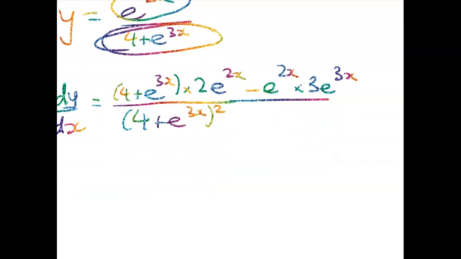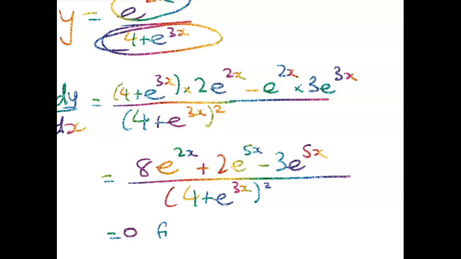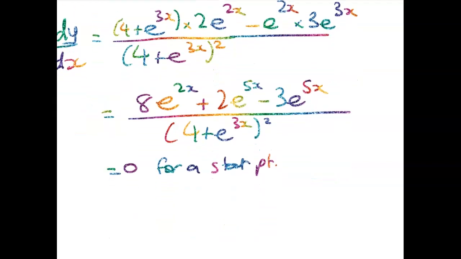Okay, now let's just expand and see what we get. Don't expand the denominator. What have I got? 8e to the 2x plus 2e to the 5x minus 3e to the 5x. And I want that to equal 0 for a stationary point. Really important that you write that step down. Now, we can't have the denominator being 0, so all I have to do is to work with this being 0.